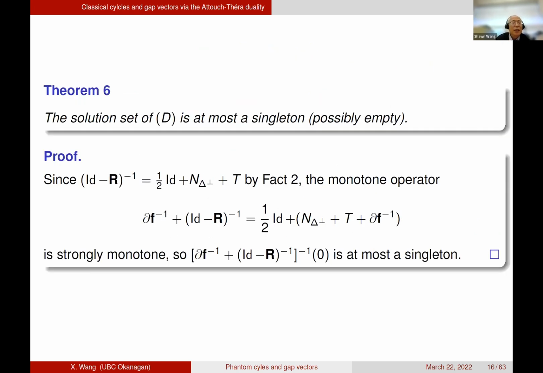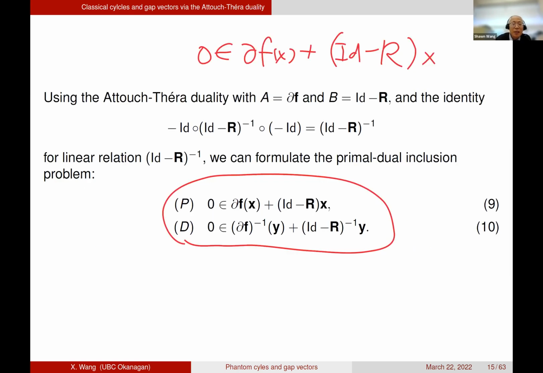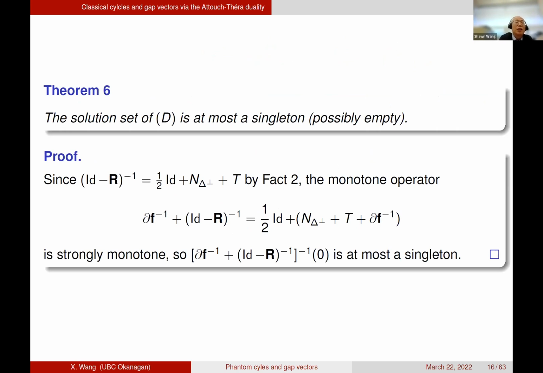The surprising thing is that if you look at the dual, this has a very nice property: it is a strongly monotone operator. Therefore, what you find is that the solution of the dual problem is at most a singleton, possibly empty. It may not have a solution, but it has at most one solution if it has any. The key point is, as we said before, this is a monotone operator plus this strongly monotone operator, and that gives you this.